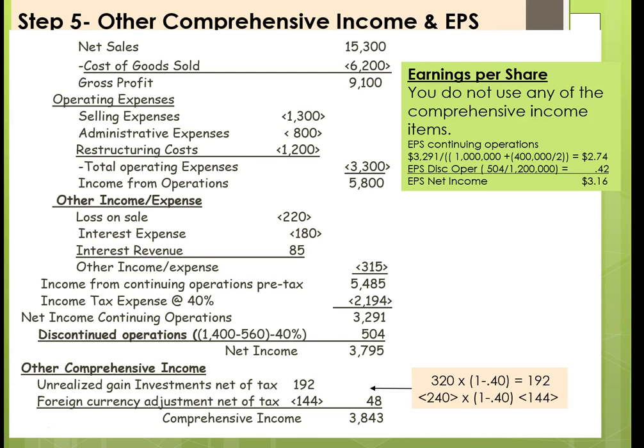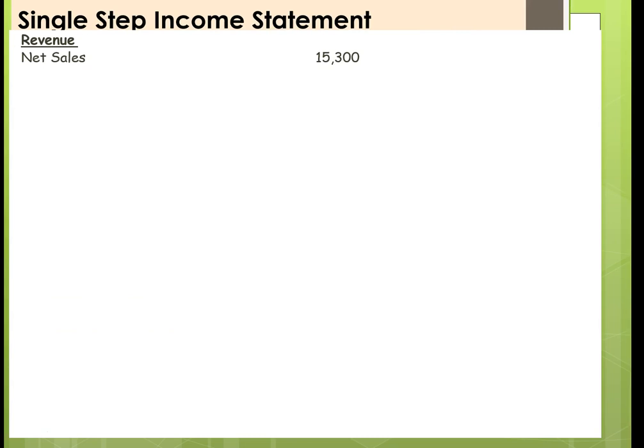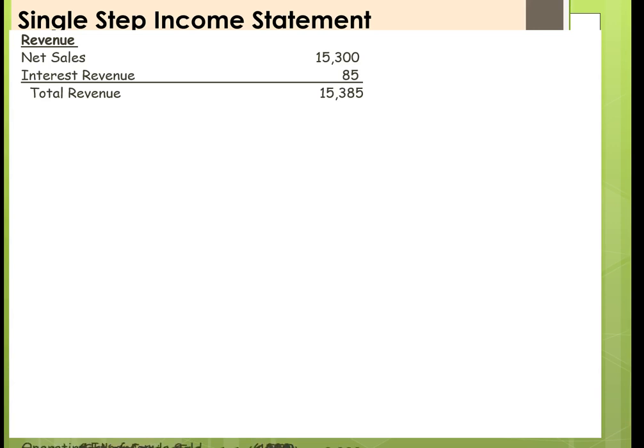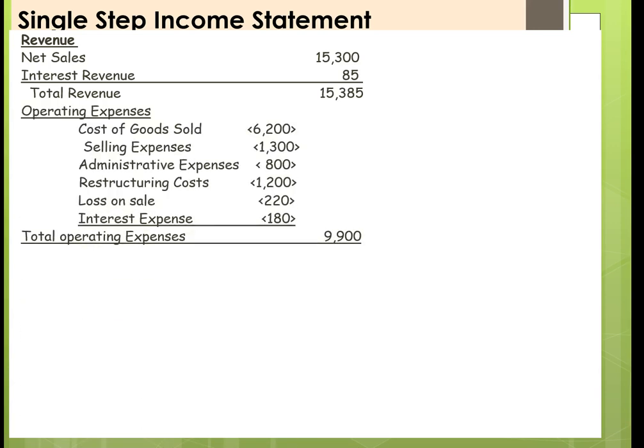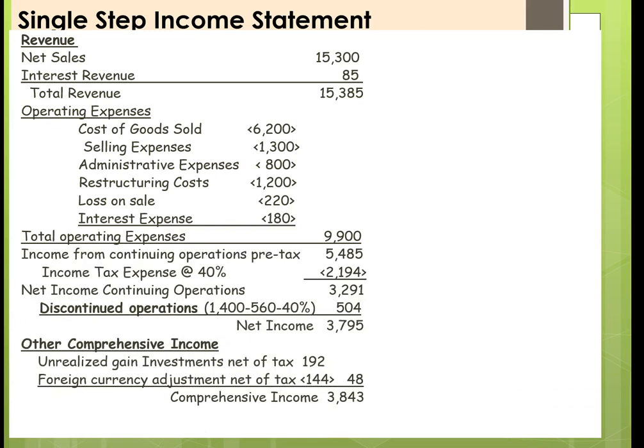Now let's take a look at this whole thing, and what would it look like if it was single step? Okay, you'd still have your net sales. You'd include your interest revenue, would give you total revenue. Then you would subtract out all of your expenses that are part of operations, and then following that, it's all the same.